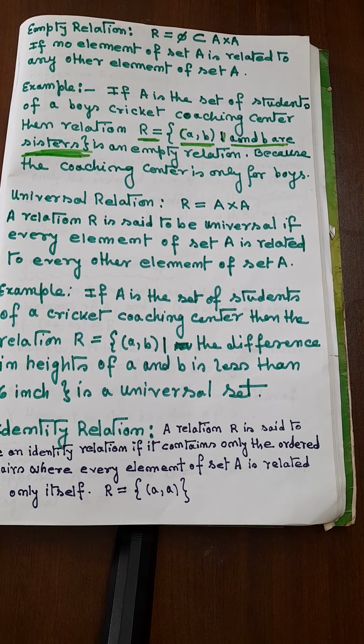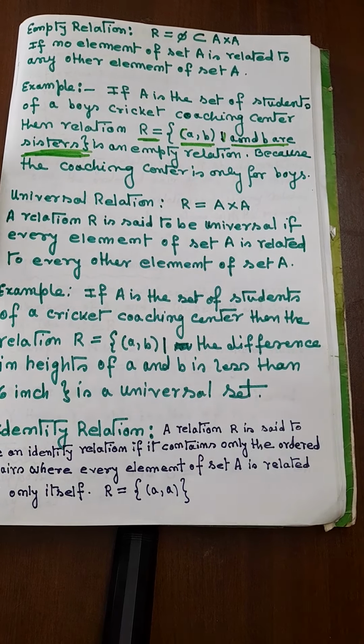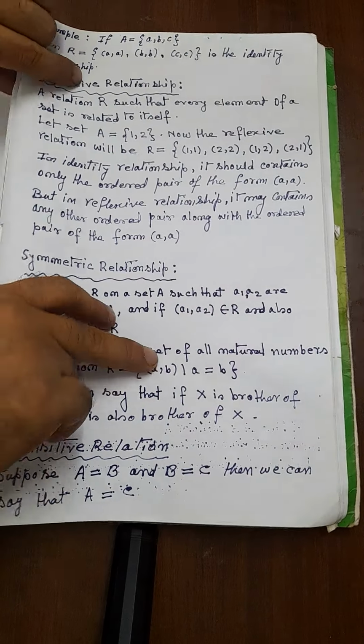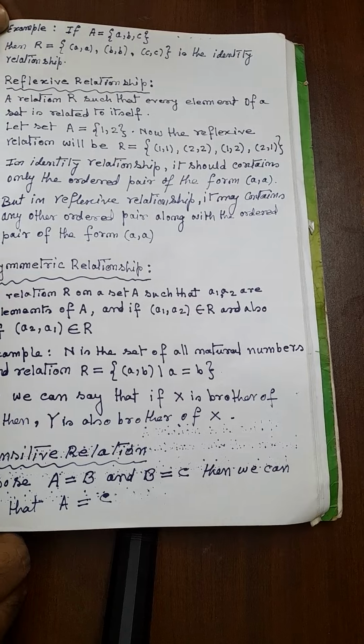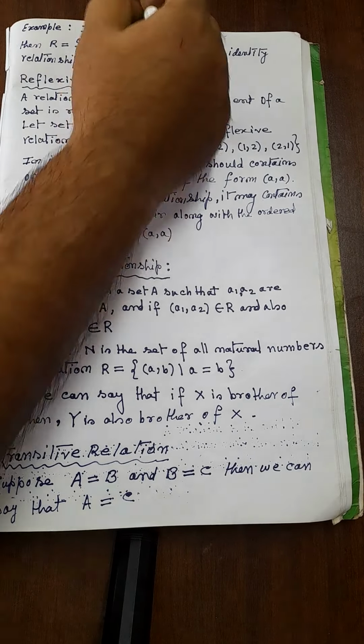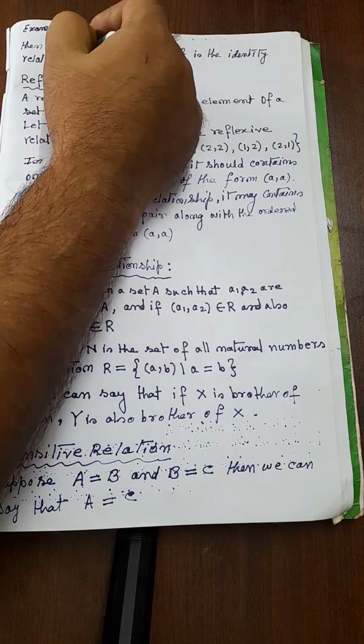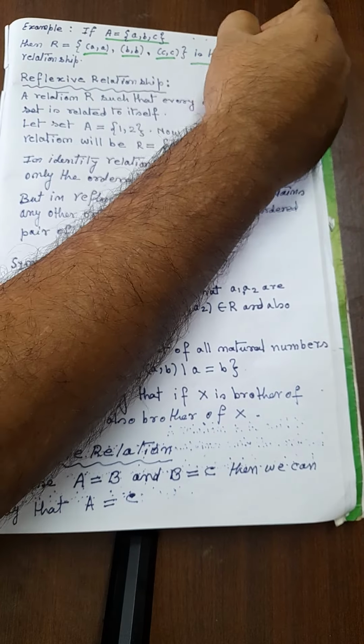So what is an identity relation? A relation R is said to be an identity relation if it contains only the ordered pairs where every element of set A is related to only itself, okay, and the ordered pairs will be like that. So for example, if we have a set A equal to {A, B, C}, then if we have a relation like (A, A), (B, B), (C, C), then that will be an identity relation, okay.